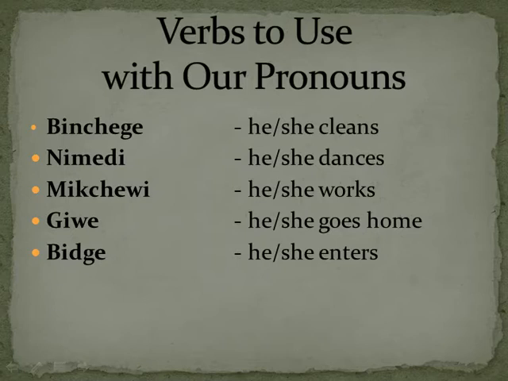Nimedi, he or she dances. Mikchui, he or she works. Giwe, he or she goes home, and bidge, he or she enters. Now we can take this set of verbs here and run them through these patterns that we've been working on. So we could say nabinchige, I clean. Nanimedi, I dance. Namikchui, I work. Nagiwe, I go home. Nabidge, I enter, I go in.